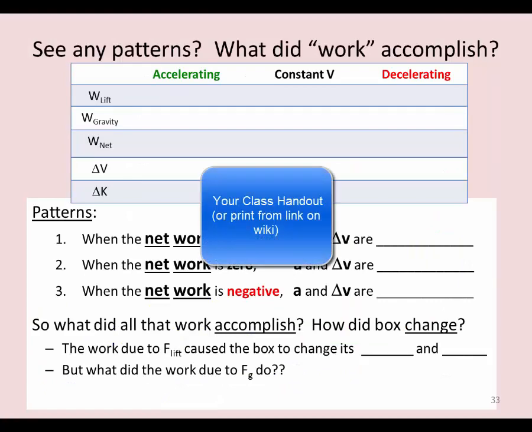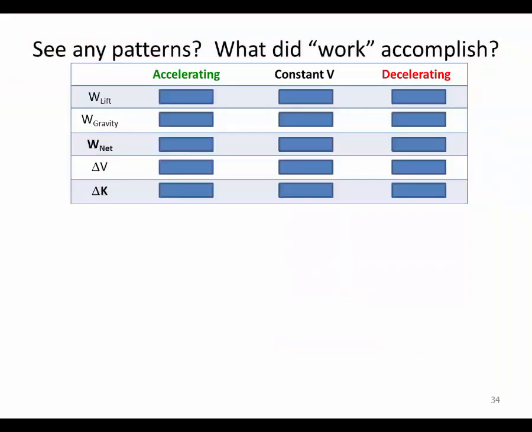Okay, so I asked you to complete this table. Alright, so what patterns did we find when we did these three examples? Let's take a look at the accelerating case first, the constant velocity next, and the decelerating case last. So first of all, the lifting work done when you were accelerating was a high number, the highest of all three, positive 720 joules. Gravity was negative 600 joules for all three of these cases. And our net work done in this case was positive 120 joules.